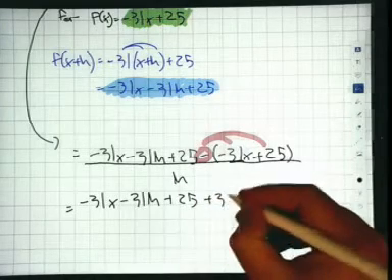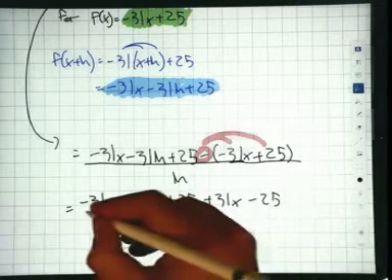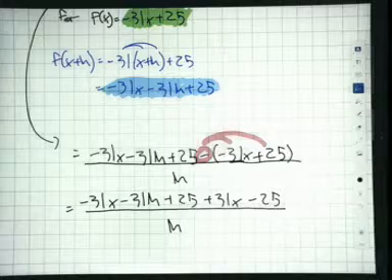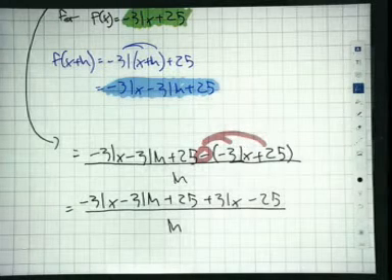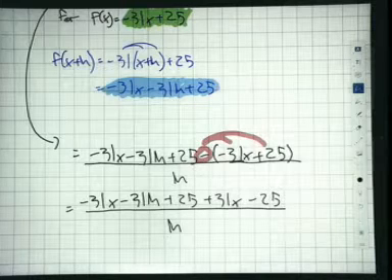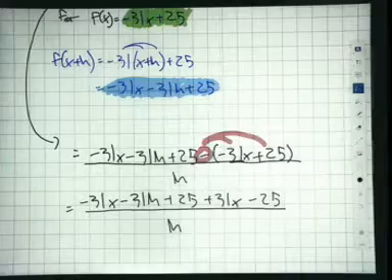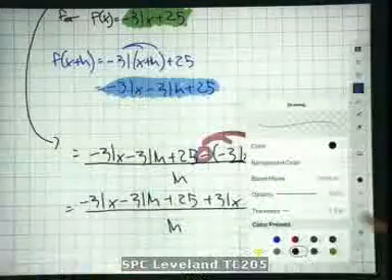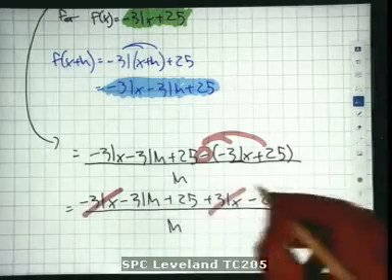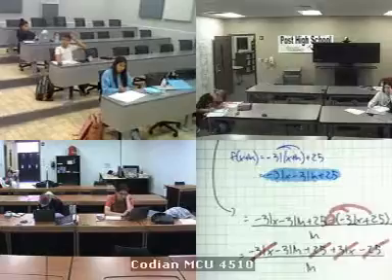So this becomes plus 31x minus 25 all over h. Now, every single time that you do this, stuff cancels out. You tell me, what do you see that cancels out? The x's. The x's? What else? The constant. The 25s.